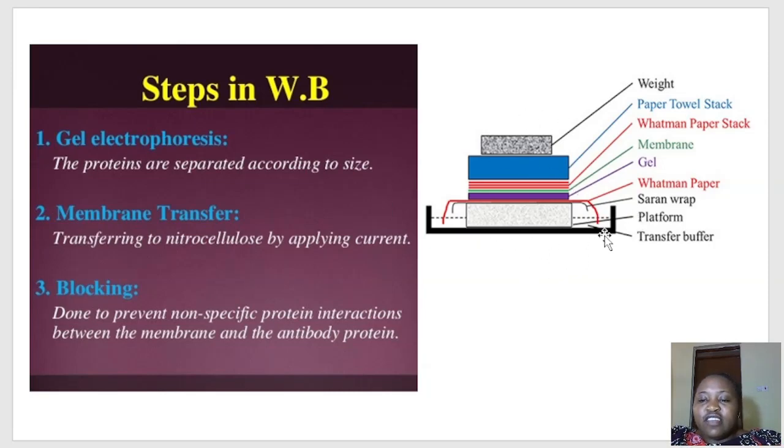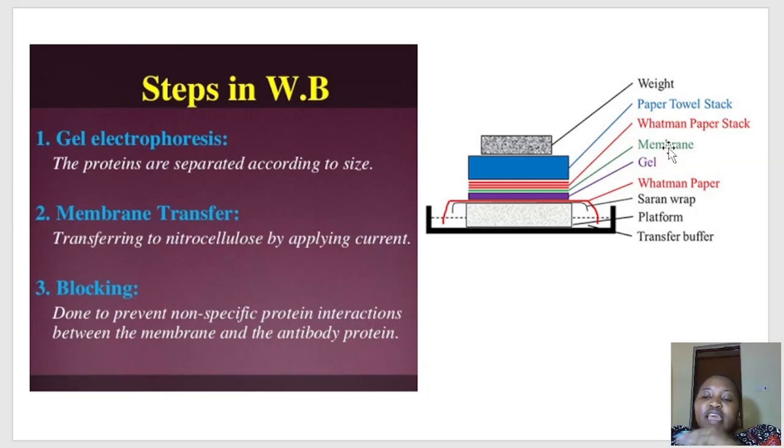So you have your transfer buffer in a trough, then you have some wrap, then we have a Whatman paper that you normally have in the lab, the white ones. Then here the purple one is critical. This is your gel, the one that you have already separated. So you want the proteins within that gel to transfer to a membrane. That is the membrane that you put on top of the gel.